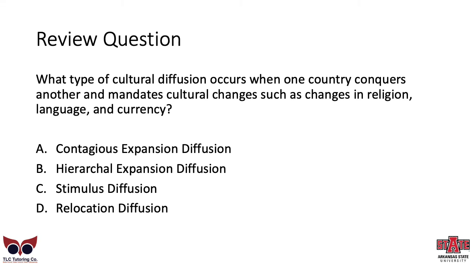Review question. What type of cultural diffusion occurs when one country conquers another and mandates cultural changes, such as changes in religion, language, and currency? A. Contagious expansion diffusion. B. Hierarchical expansion diffusion. C. Stimulus diffusion. Or D. Relocation diffusion. The correct answer is B.